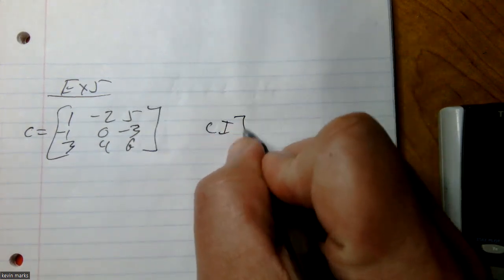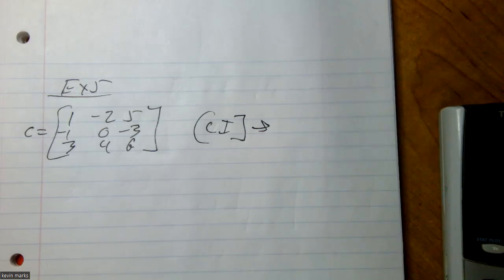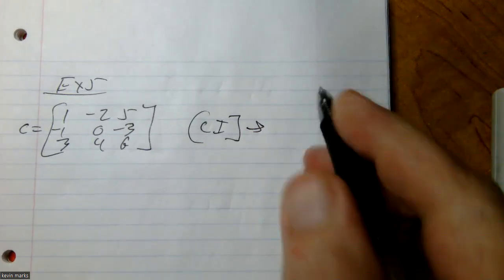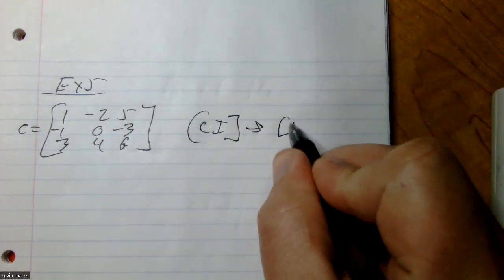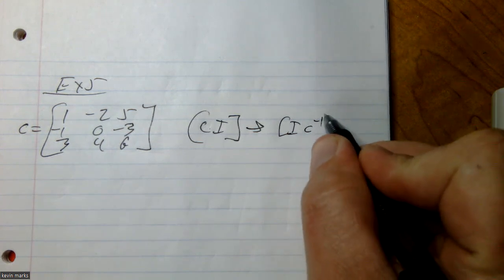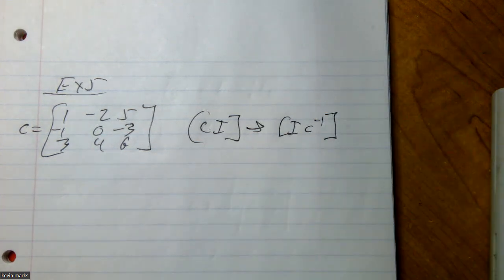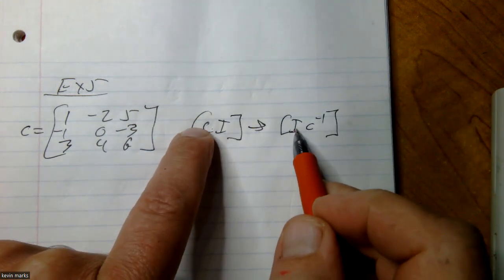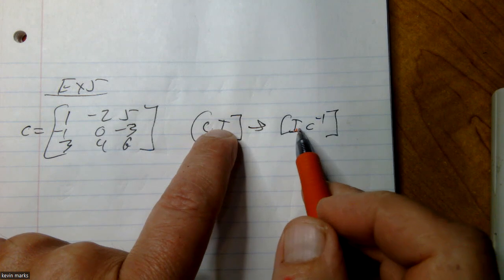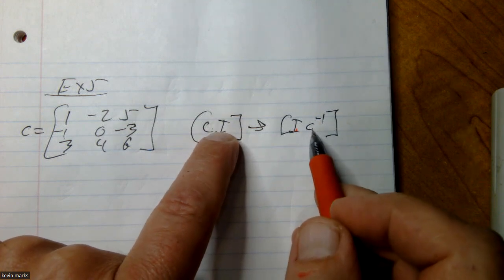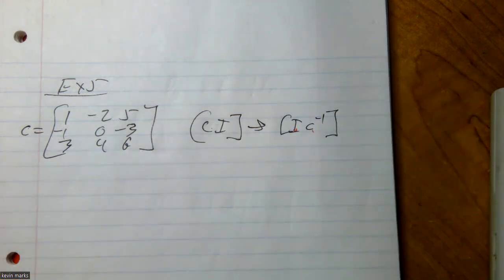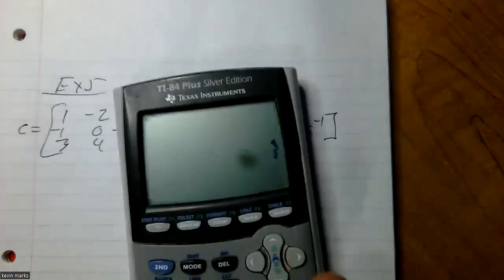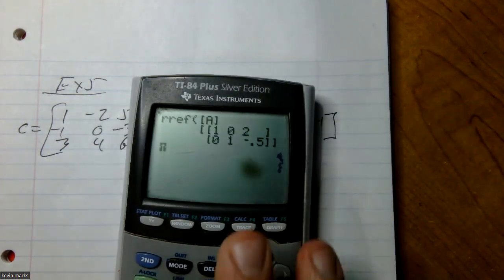So if I take C and row reduce it, and the whole point here is if this is invertible, then this part will row reduce to the I, and whatever's left here is the inverse. So the whole point is if C row reduces to the identity, then at the same time it will transform I into C inverse. That's how you can check to see if it's invertible or not. Or let's just use a calculator just to make the point.